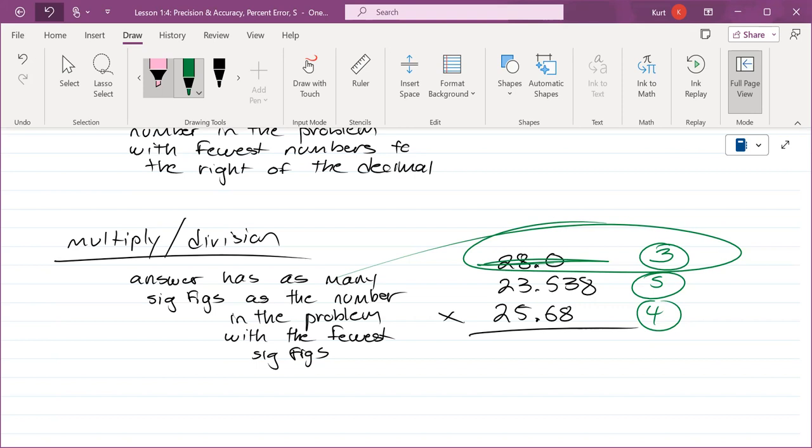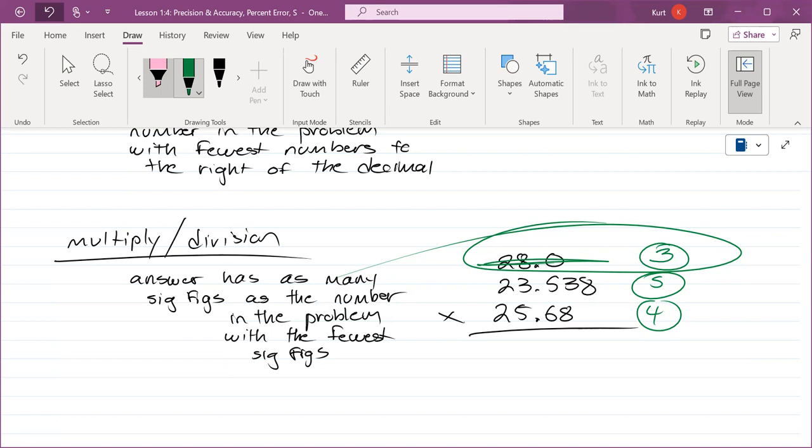No. Now, let's go down to here. Calculate the answers to appropriate number of sig figs. When you multiply and divide, your answer has as many sig figs as the number in the problem with the fewest. How many significant figures are there in 23.7? No. We're not doing decimal places, we're doing sig figs. Good. Yeah, switch your brain to multiplication and division. How many sig figs are here?